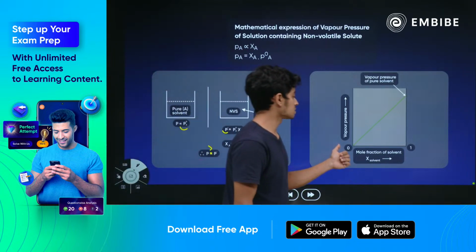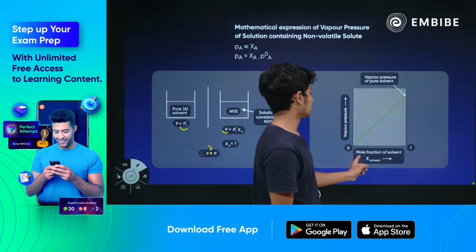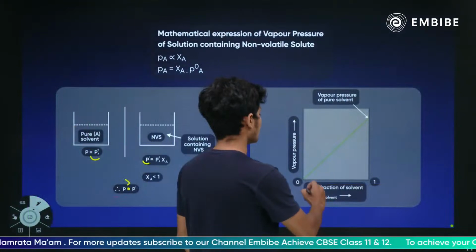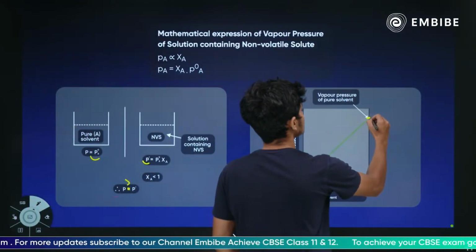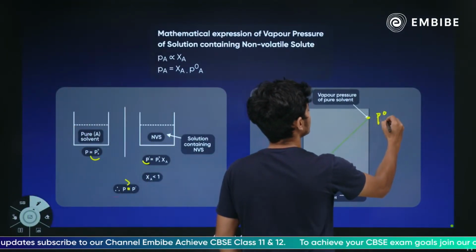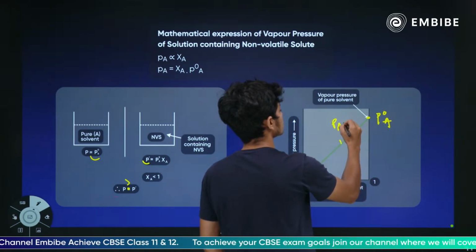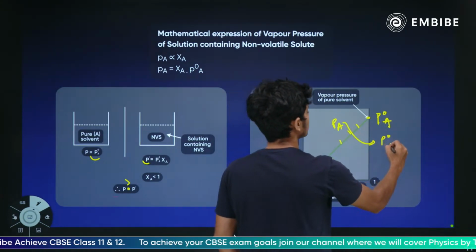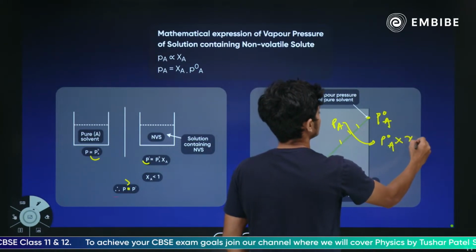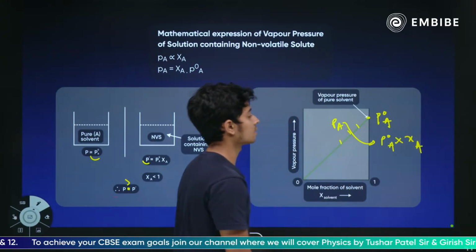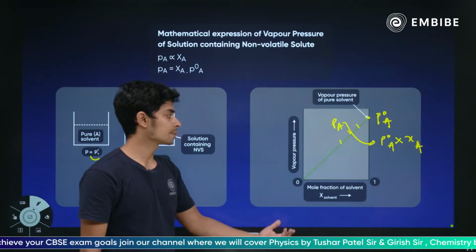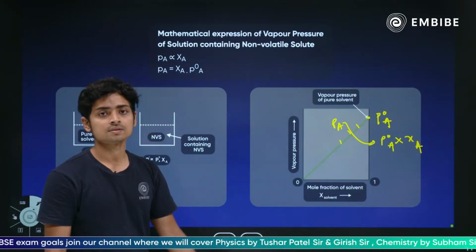Then in this curve you can see vapor pressure with relation to the mole fraction of solvent. At 1, this point will be the vapor pressure of the pure solvent, so this will be P naught A. All these points are your PA, so this value will be equal to P naught A into xi of A. Depending on the mole fraction of solvent, your vapor pressure will increase or decrease.